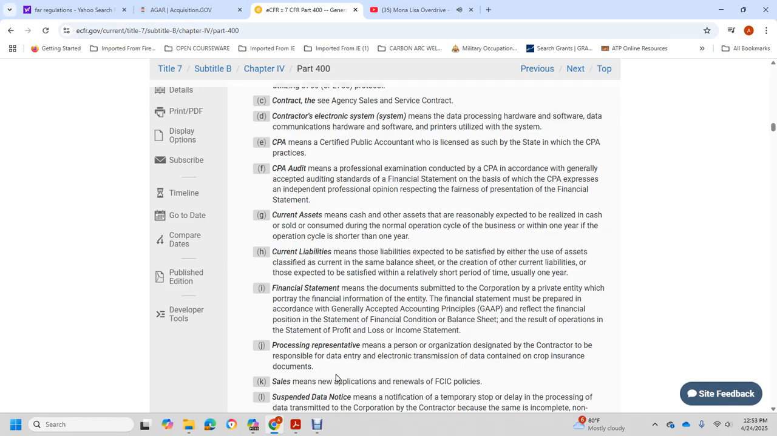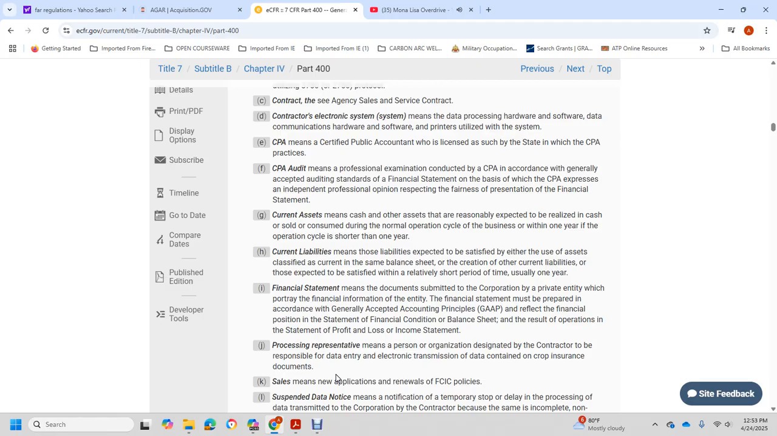Financial statement means the documented assessment of the corporation, property, or entity with the financial information of the entity, prepared in accordance with generally accepted accounting principles: the financial position, the balance sheet stating the financial condition, the result of the operation, and the statement of profit or loss, the income statement.